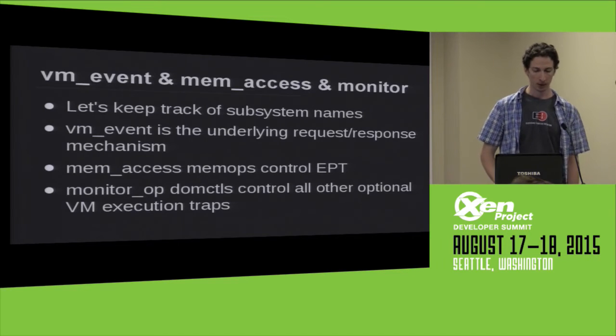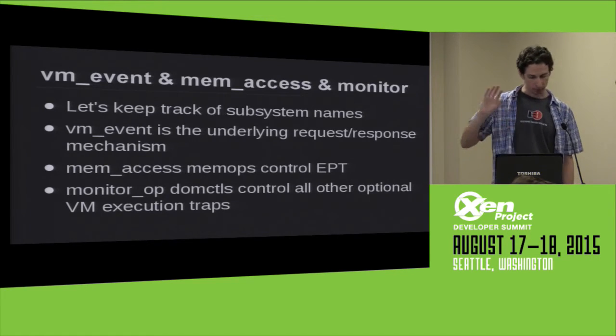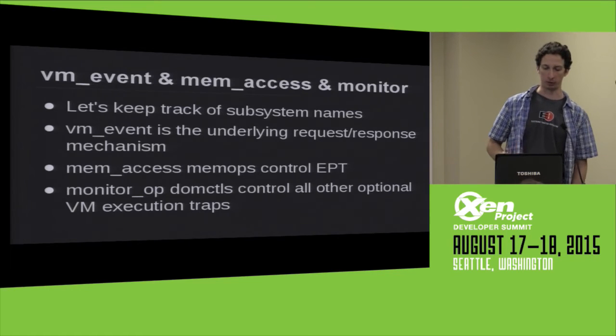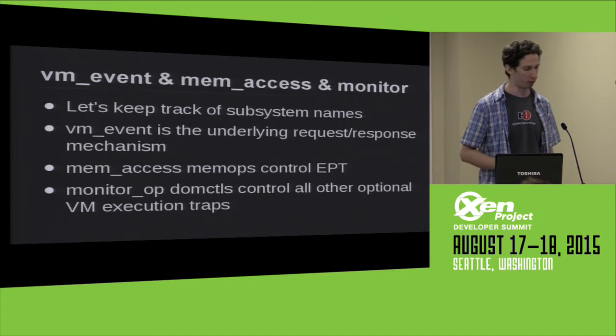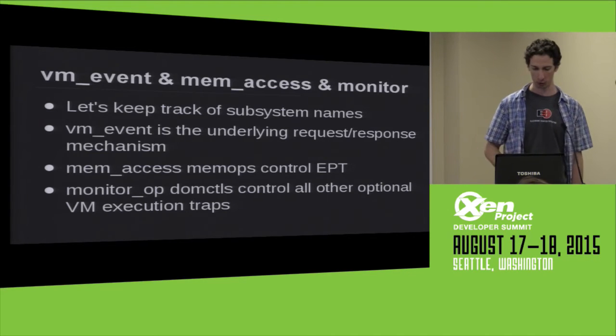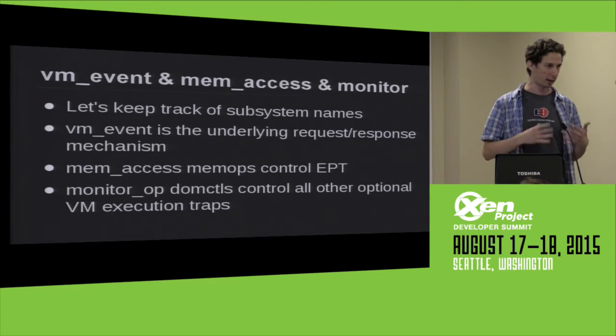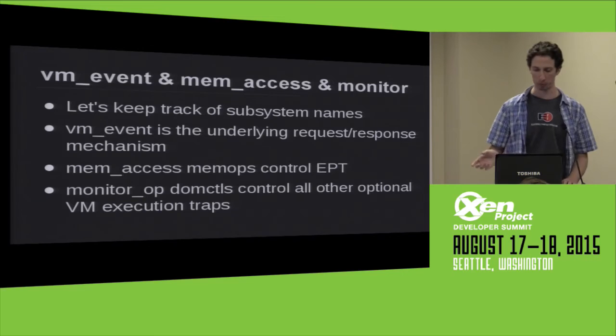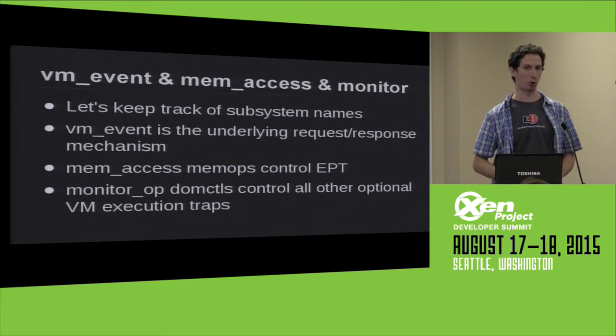Anyway, there are so many names here that it's kind of hard to keep track. Now it's a little less confusing, because previously it was mem event and mem access and mem sharing and mem paging, and no one had any idea which one was which. So now we have VM event, which is the underlying API for this request-response mechanism, and mem access is the one that controls EPT. And the monitor op domctls control all the optional traps additional to EPT. So that's really the structure of what we have right now.